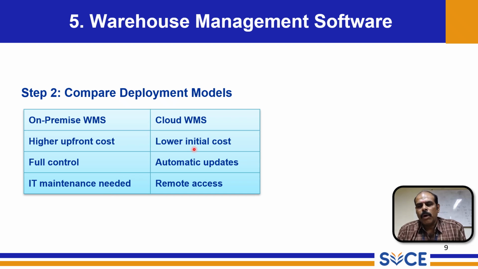The second model is cloud based. Cloud based means the server will be with the supplier of the software. So the initial cost will be low because the server belongs to them. We are just going on a subscription model. Therefore the cost is marginally low, and we automatically receive updates because server maintenance is with them. We are not going to do any sort of maintenance.